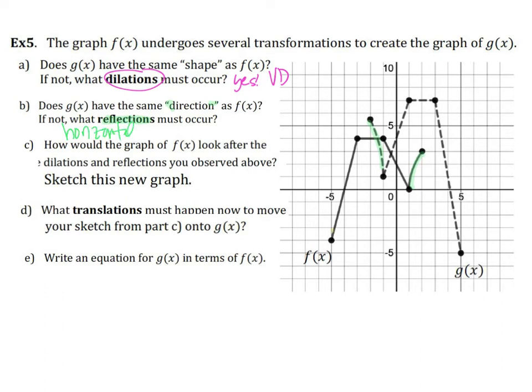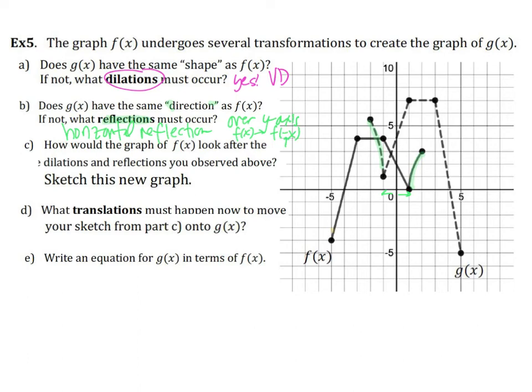A horizontal reflection is a reflection over the y-axis, right? So it's a reflection over the y-axis, which means that all of your x values that were positive now become negative. So our f of x becomes f of negative x. So this x becomes negative.